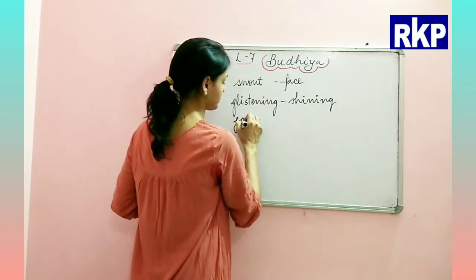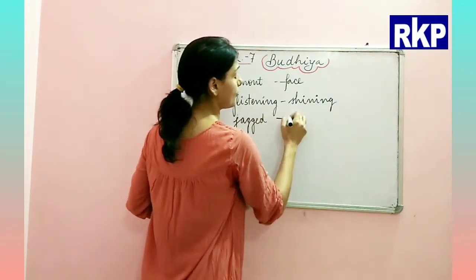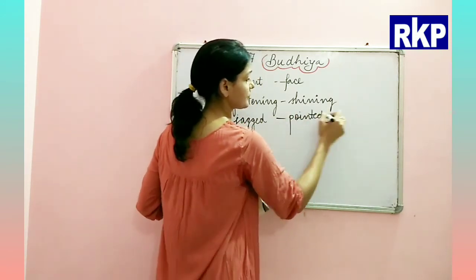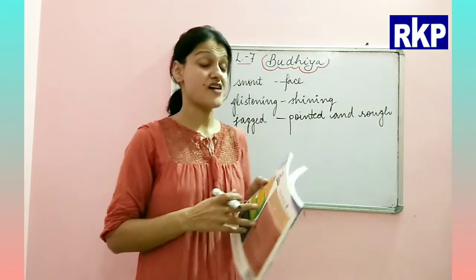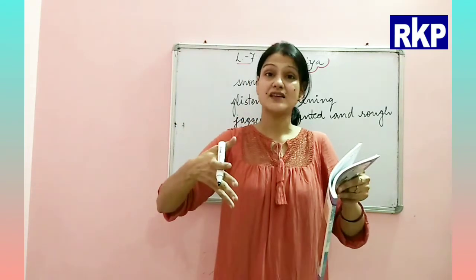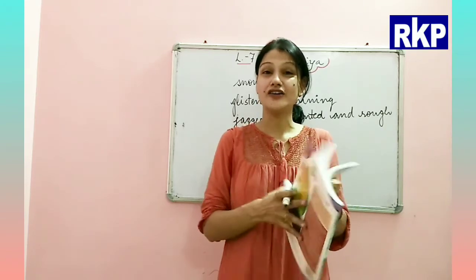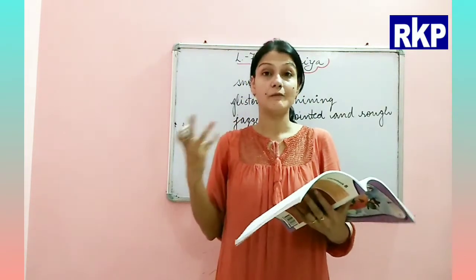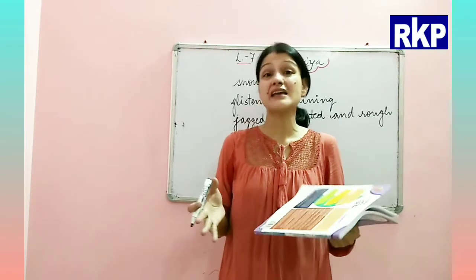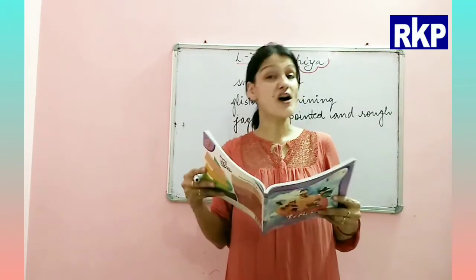And the jagged rocks between the rails split his toenails and cut open the soles. Now, jagged means pointed and rough. You all must have seen the railway tracks. We can see the jagged rocks there in between the railway tracks, right? So they are quite pointed. So Budhya was running on those pointed and rough rocks. And what happened as a result?